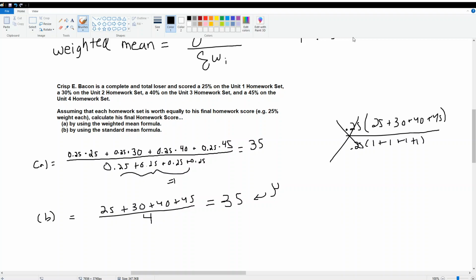This is why the standard mean formula is really just a specification of the weighted mean formula, because everything's weighted the same. So there you go. Now you see this. You see the connection. Anyways, any questions about the weighted mean? All right.